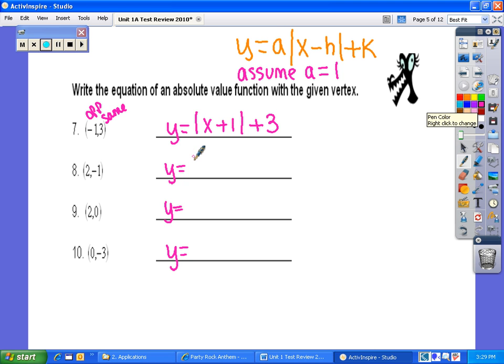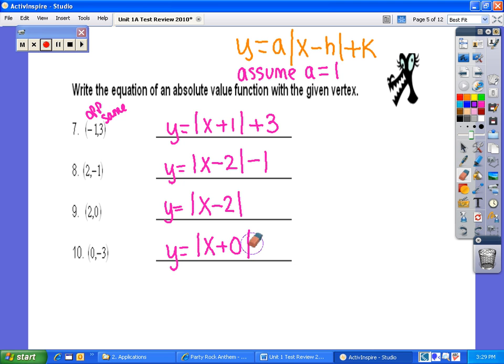Okay, the next one, the opposite of 2 is a minus 2, so we're going to put minus 2 inside. And then the second number stays the same, so we'll keep that as minus 1. The next one, the opposite of 2 would be minus 2. And since there's a 0 there, we could put plus 0, but that's not necessary. Then the last one, again, you could say x plus 0, but that's also not necessary. So you can just leave x by itself inside and then put minus 3.